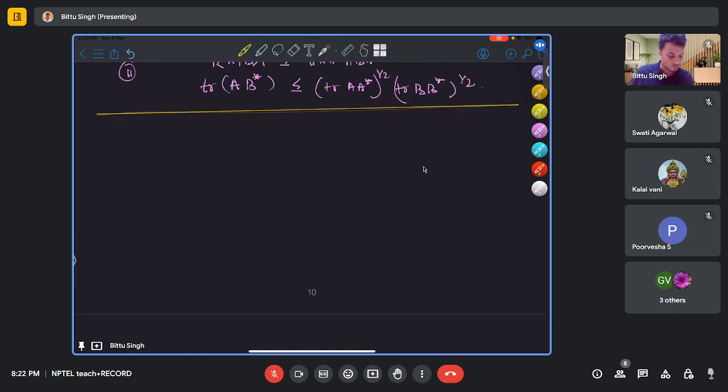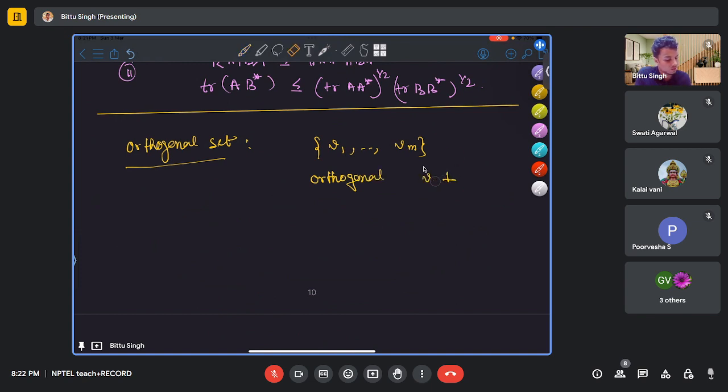Now let us define another notation, orthogonal set or orthogonal vectors, whatever. So given a few vectors, v1 up to vm, those will be called orthogonal. The notation is vi is perpendicular to vj, that is, they are mutually perpendicular for all i not equal to j. If those two things are not equal, then those will be perpendicular. Okay. So if the inner product vi with vj is zero.